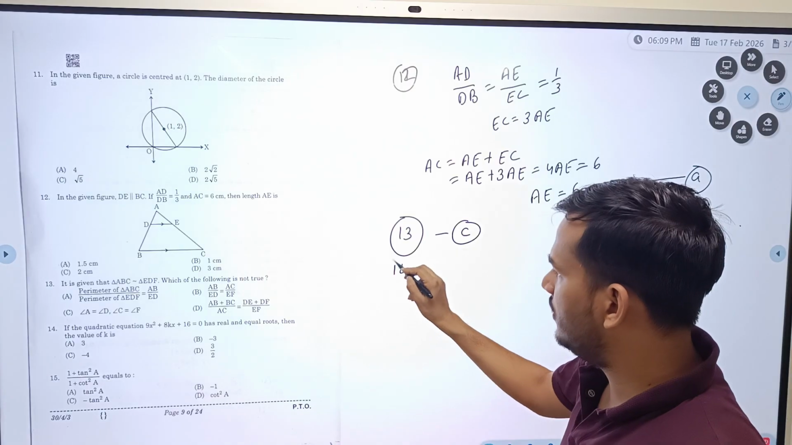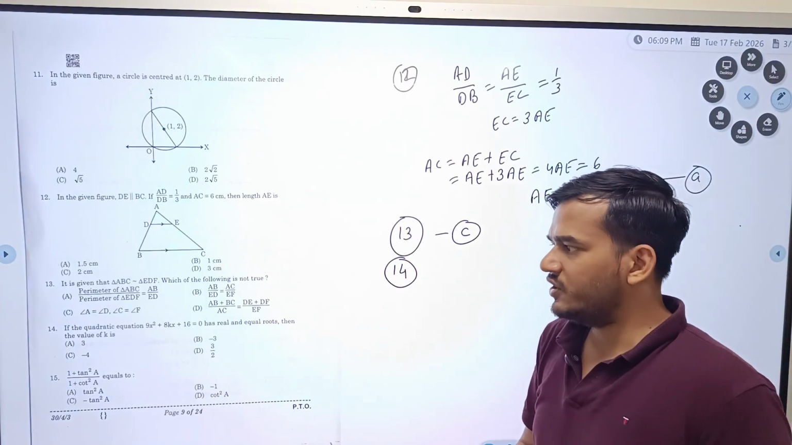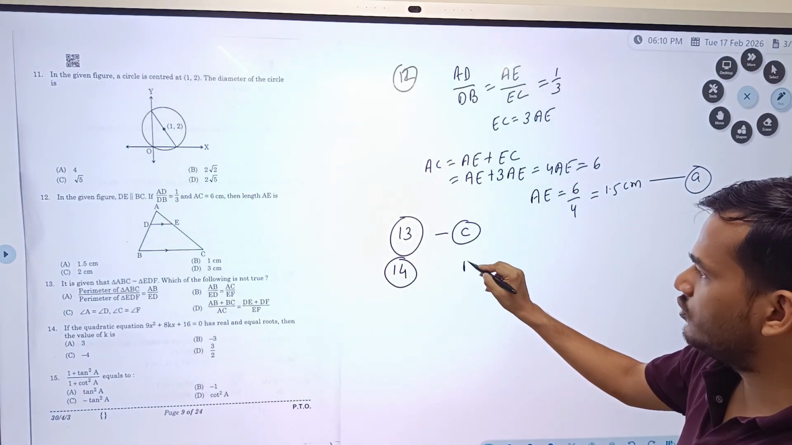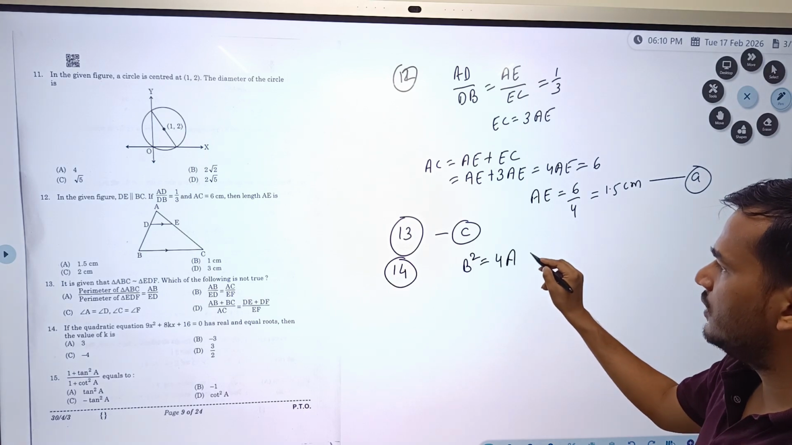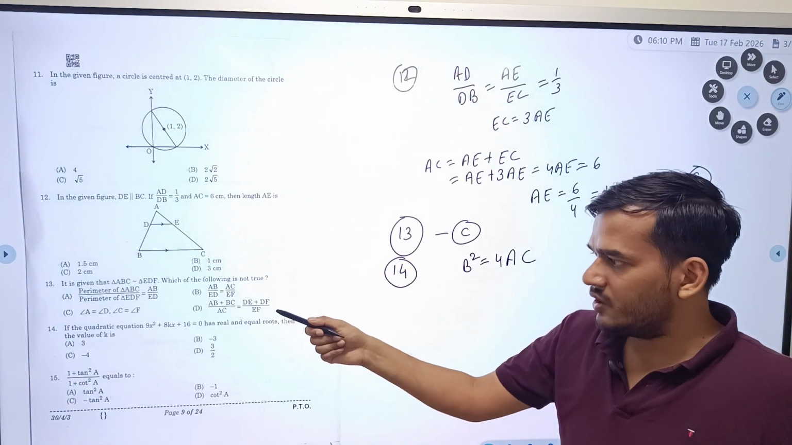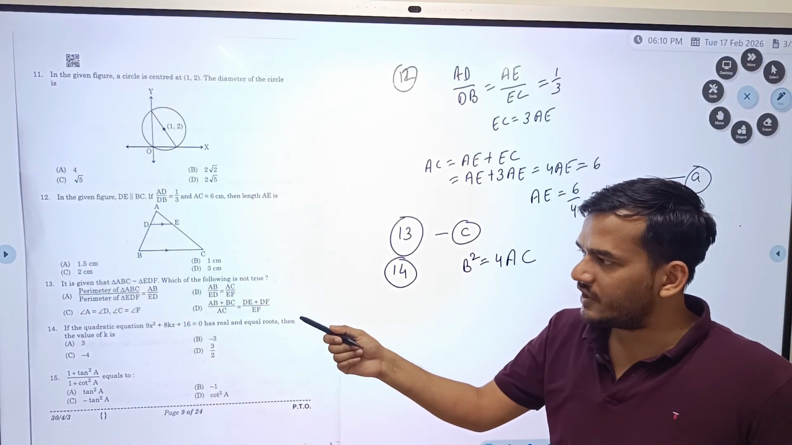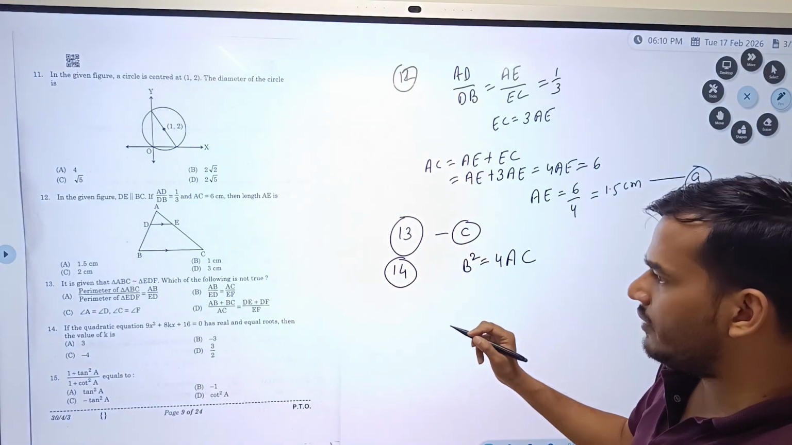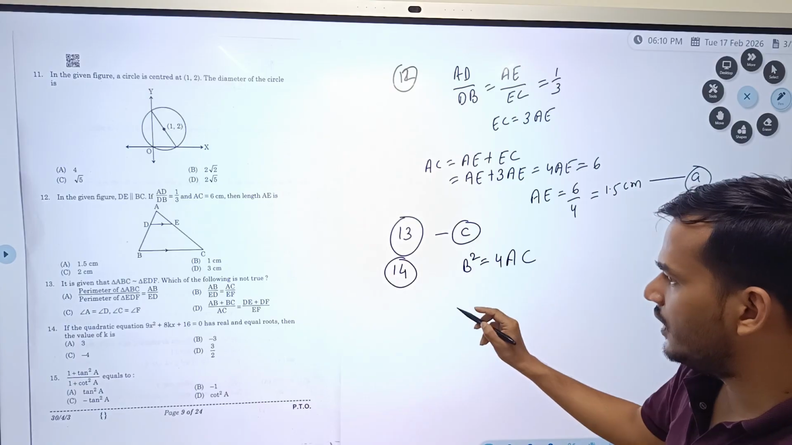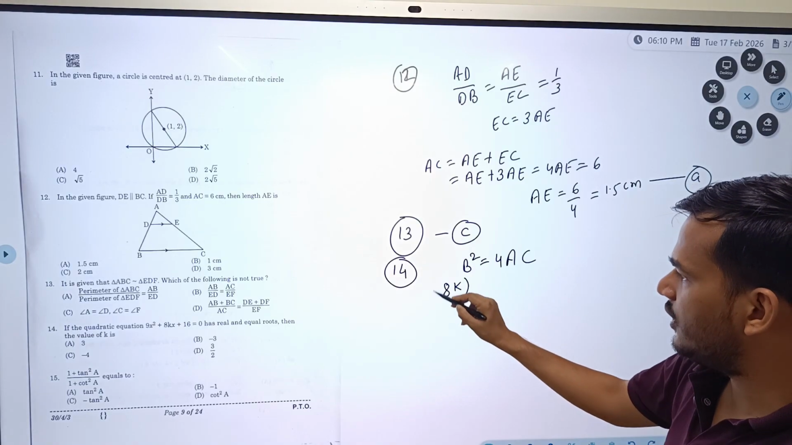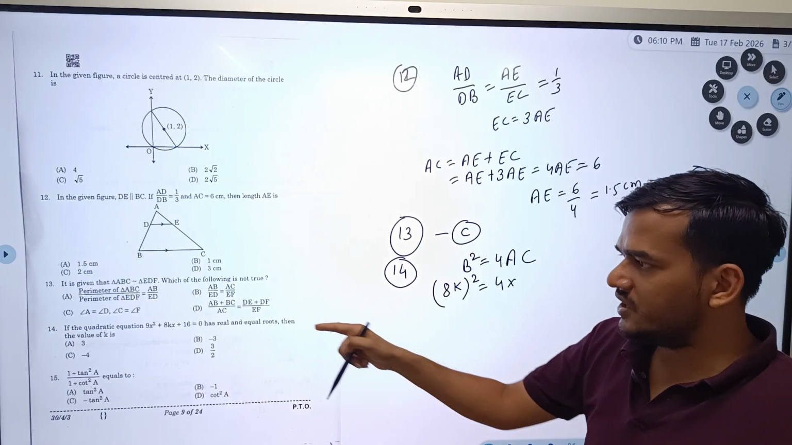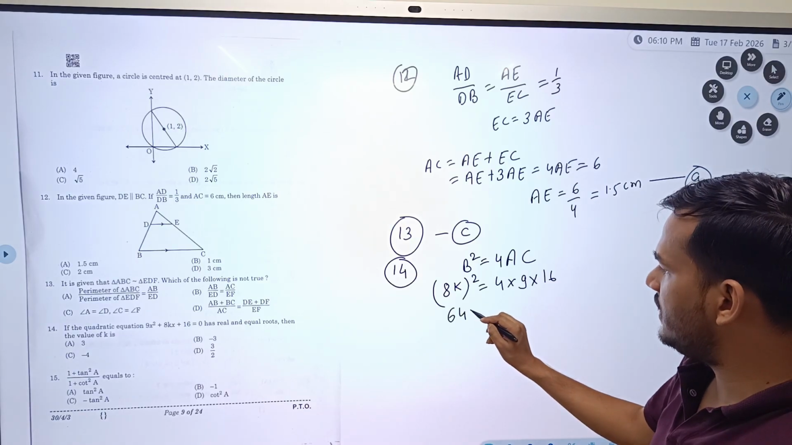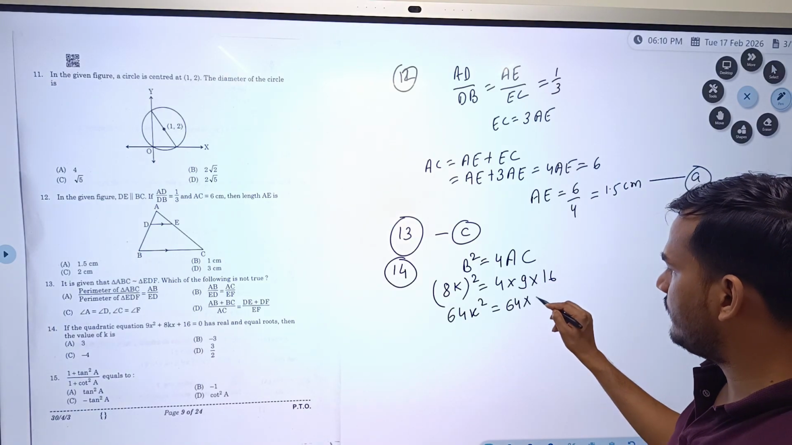Now look at question number 14. The quadratic equation is given and the roots of the quadratic are real and equal. So for real and equal roots, we have the condition b square equal to 4ac. According to this equation, b is equal to 8k, a is equal to 9 and c is equal to 16. So substitute the values of a, b and c. Now b is 8k, so 8k whole square equal to 4 into 9 into 16. So 64k square equal to 64 into 9.